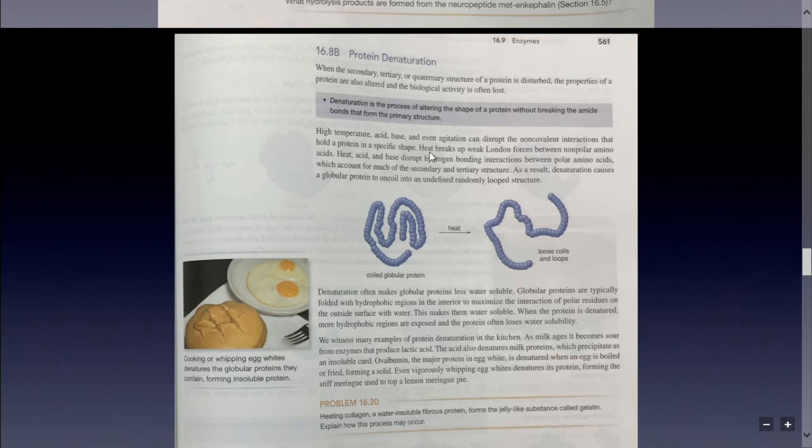And so here you go. Let's start at the lowest level. Heat is going to be enough to break up the weak London dispersion forces, which you remember is just an attraction between nonpolar and nonpolar. So you have very weak attraction there, but heat can do that. Heat, acid, and base can disrupt hydrogen bonding, which is pretty strong, right? You have two polar substances attracted to each other. Those will be disrupted by acids and bases or heat. And so that's going to account for much of the secondary and tertiary structure.